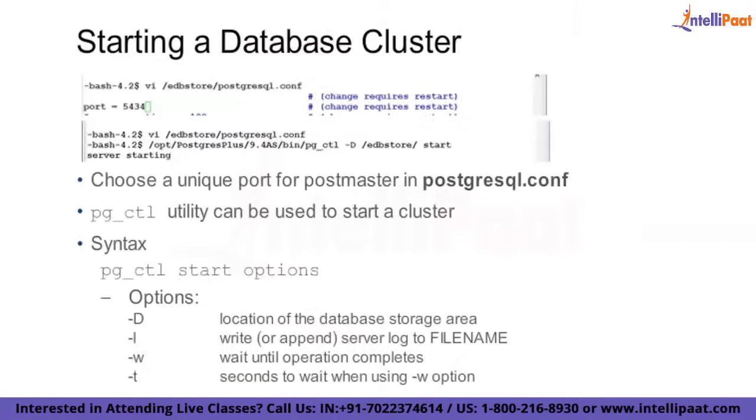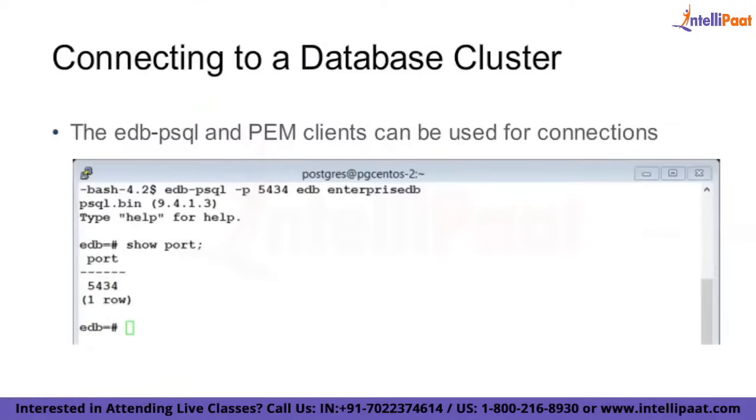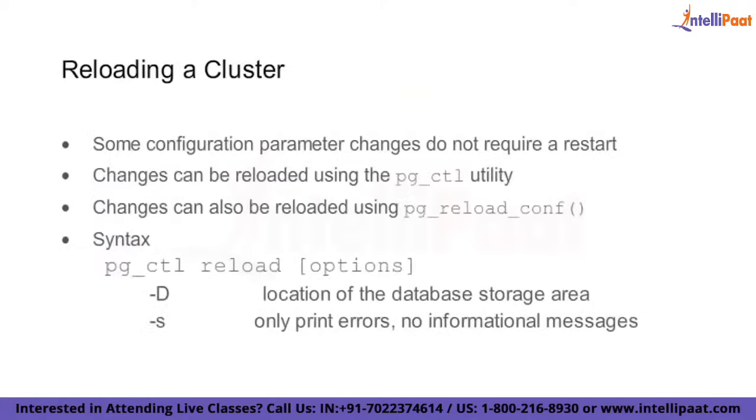So pg_ctl start options, we have already discussed this. And psql, while connecting to the database there are different methods. With EDB, you get edb-psql, not psql only. Now, what are the different options of pg_ctl? We have used status, you can start, you can use stop also. The other one is pg_ctl reload.